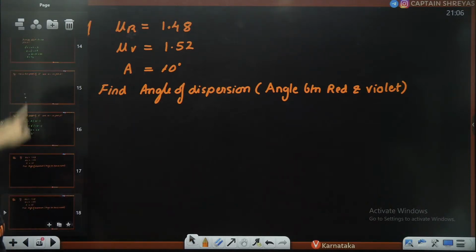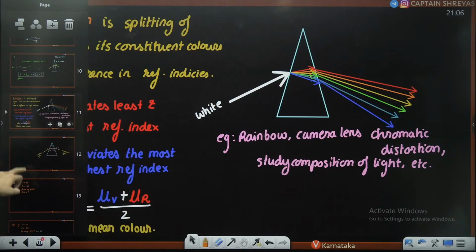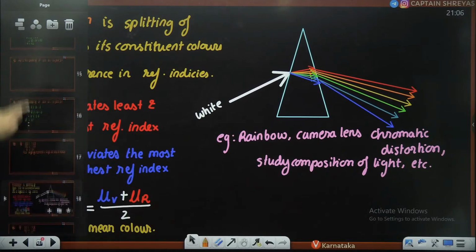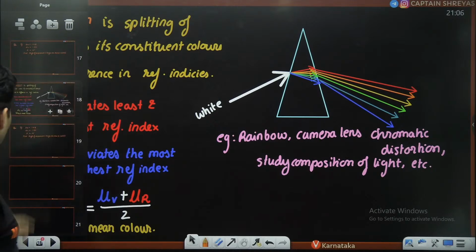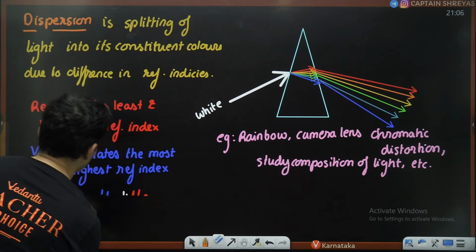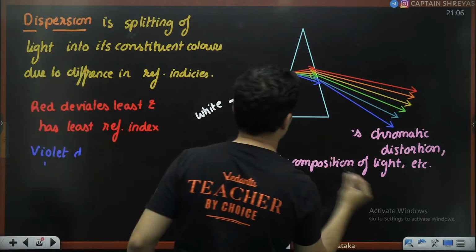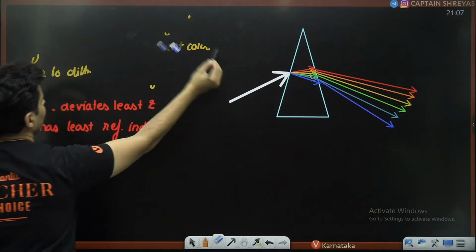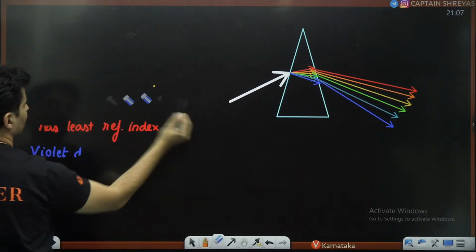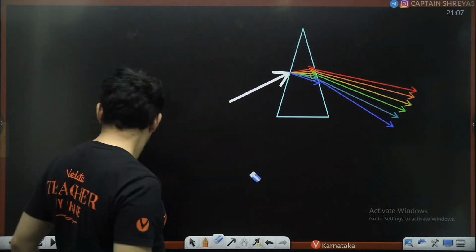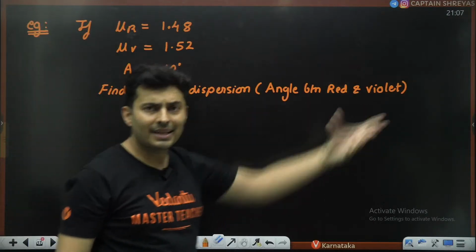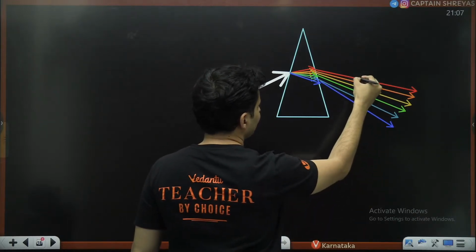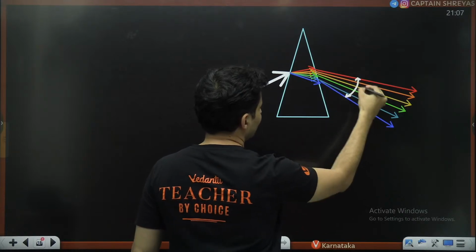Let's try to figure this out. But before that, let me bring this diagram back over here, because that might be needed. The question is to find the angle of dispersion between them. I don't need all these things, let me just get rid of it. What is the dispersion angle? The angle between the red and the violet rays. So what I want is basically this particular angle.